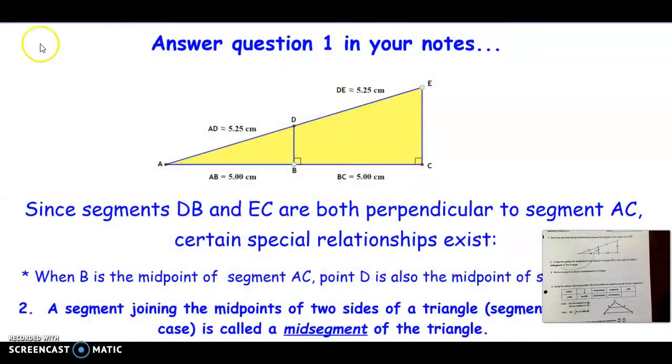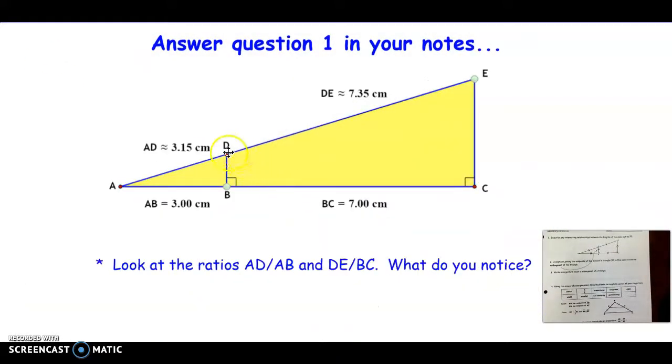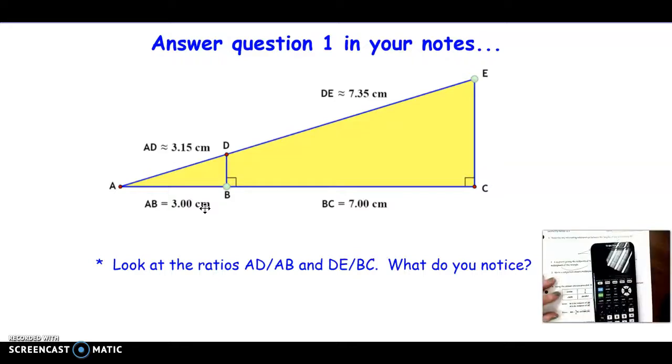Another interesting relationship that can occur is when D and B are not midpoints. So the drawing now shows AD is 3.15 and DE is 7.35. So obviously they are not congruent, so D is not a midpoint. Same thing on this side. I want you to look at these ratios. So we want to look at the ratio AD, which is 3.15, over AB. So if we put that in our calculator, I'm going to put in 3.15 divided by 3, and we get 1.05.